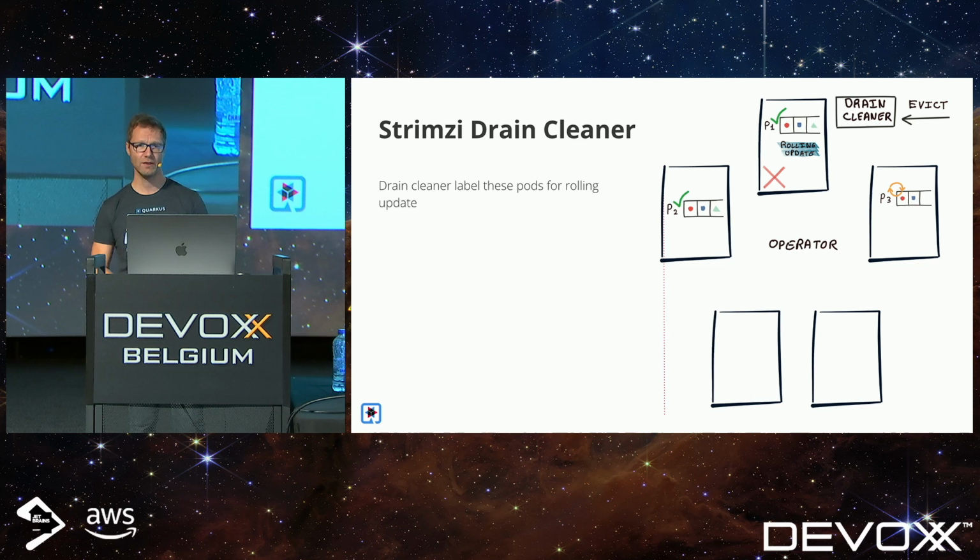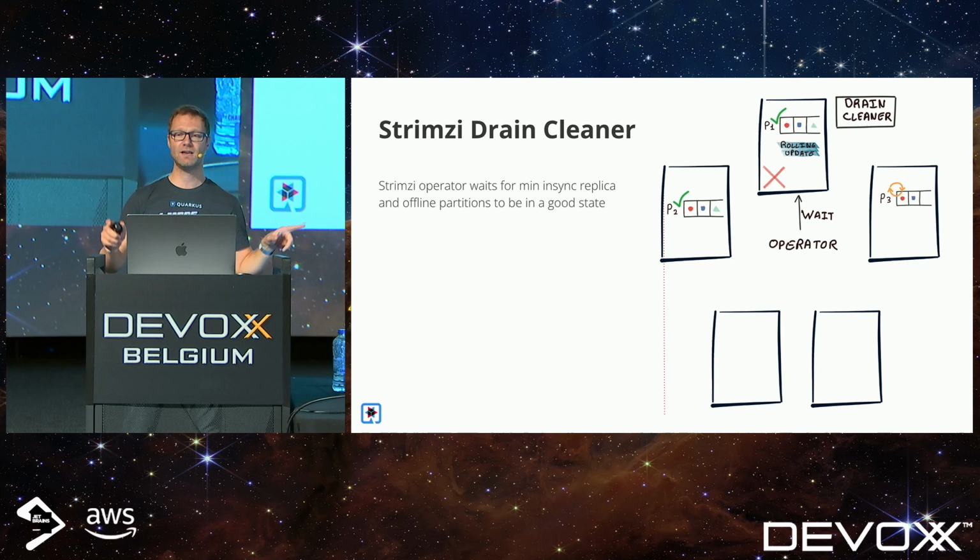The operator is like, okay, I see there is a label, do the rolling upgrade, and I look at the state, and I see that P3 is not in sync, which means if I kill P1, I'll be under my minimum in-sync replica, which is not okay. I'll wait for P3 to be up and caught up. When it's caught up, I can actually do the kill.